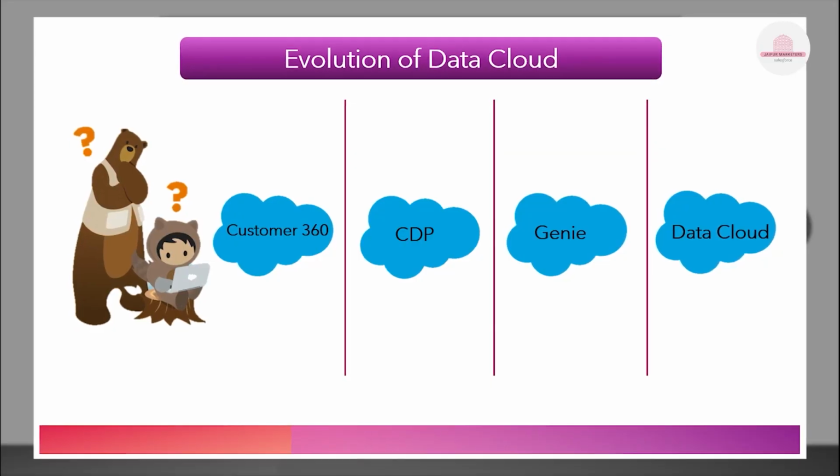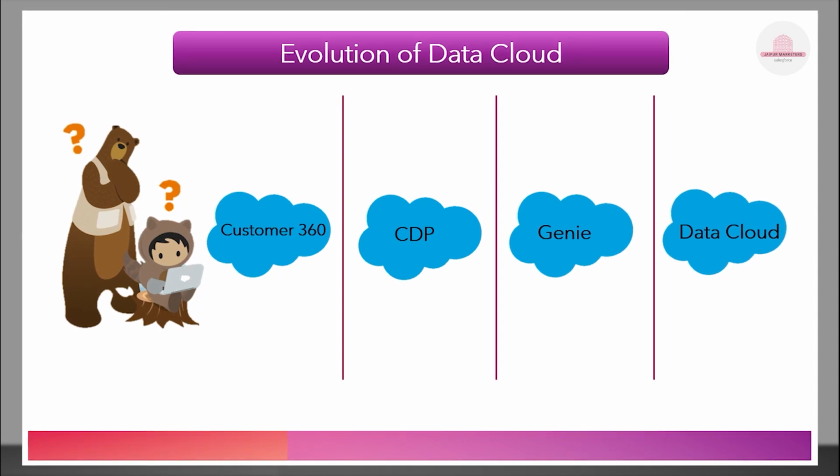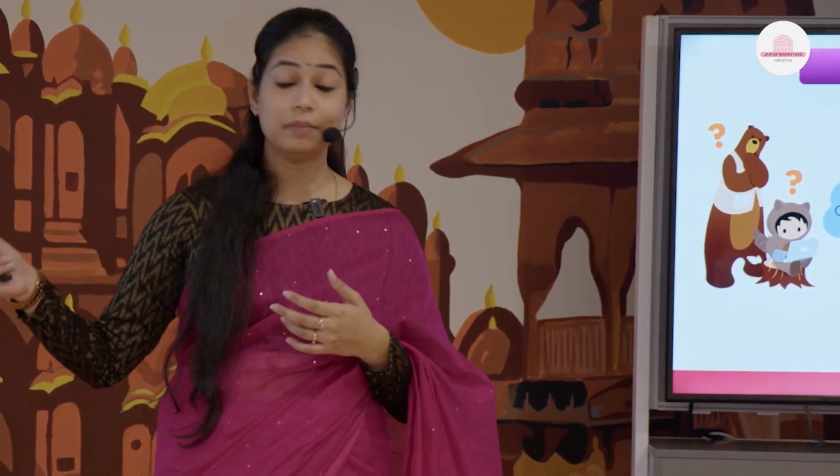So with the launch of CDP, that problem of external source data coming into the system got solved. But still, another problem arose with the growing data: we now wanted real-time data to come into the system as soon as the event was taking place. Working on the same, Salesforce launched Genie last year at Dreamforce. It enabled real-time processing of the data. So that one problem was solved with the launch of Genie.